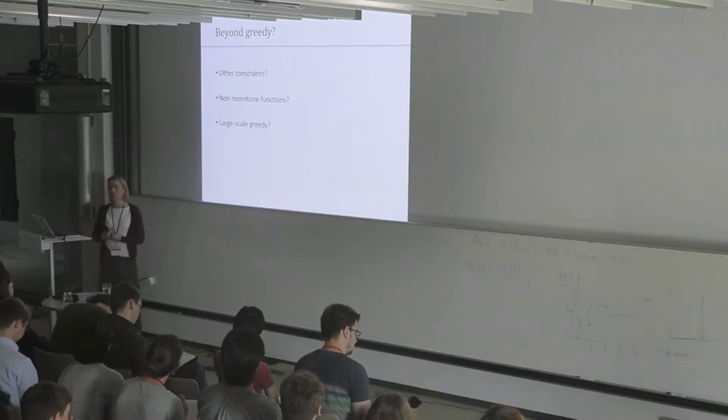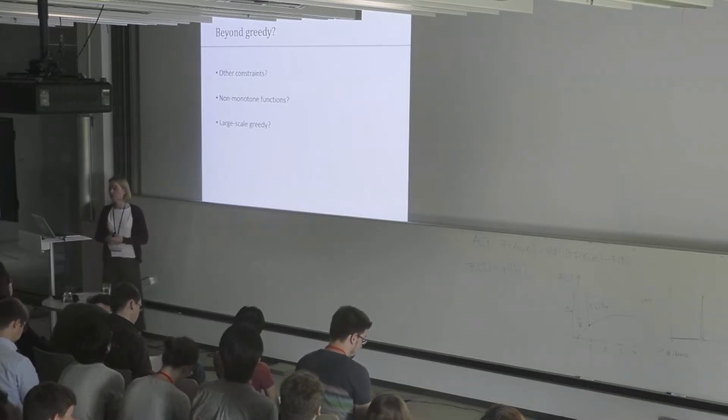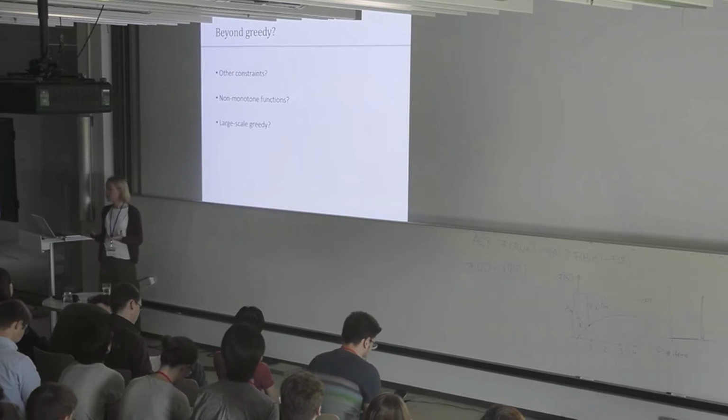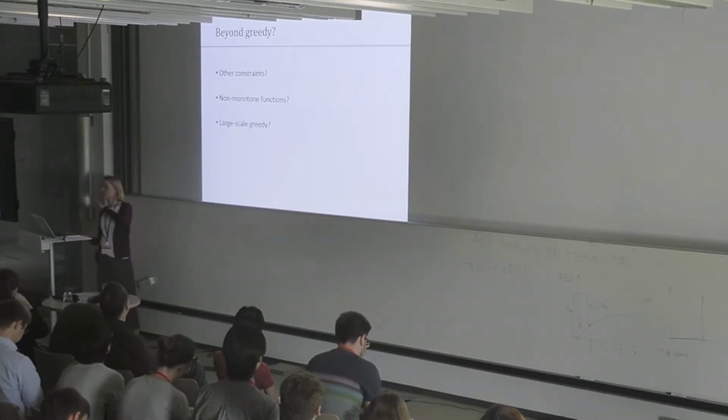problems. Maybe we have something more complex. Maybe we have more complex constraints. Or maybe we actually have a function that doesn't satisfy this monotonicity constraint.